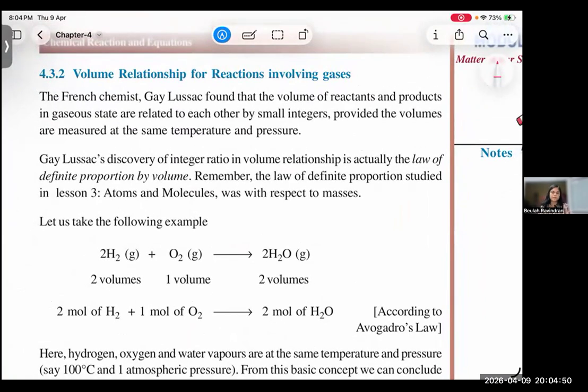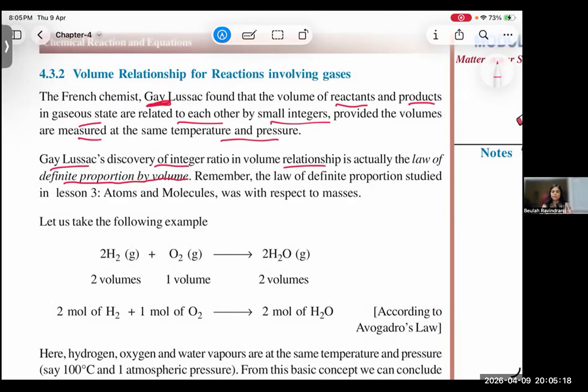Gay-Lussac, he was a famous chemist. He found that the volume of the reactants and the products in gaseous state are related to each other by small integers, provided the volumes are measured at the same temperature and pressure. See, for example, it is Gay-Lussac's law. Don't misinterpret this. So discovery of integer ratio in volume relationship is actually called the law of definite proportion by volume. What is this definite proportion by volume?